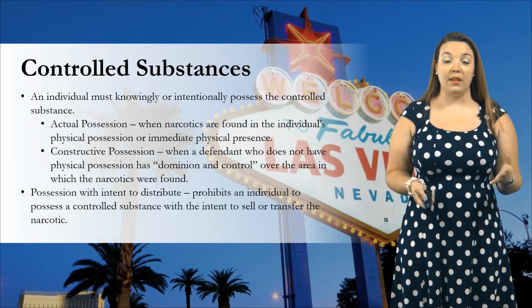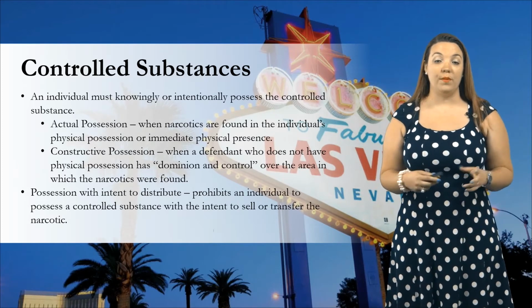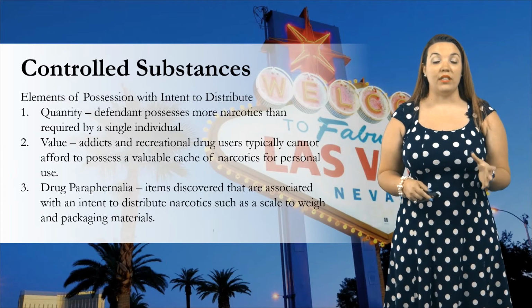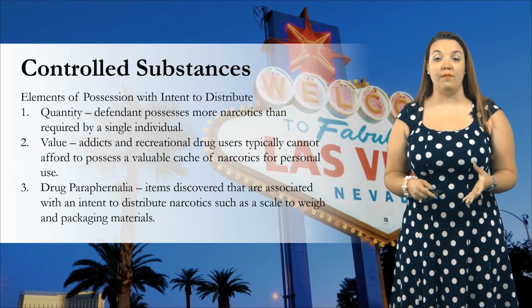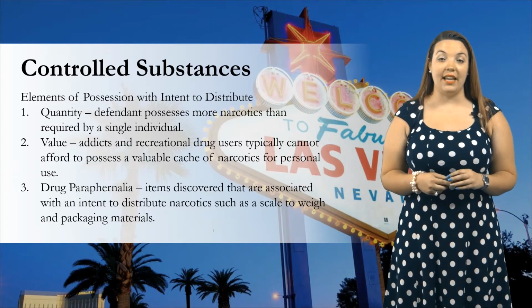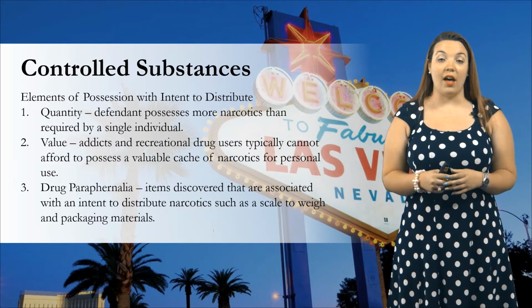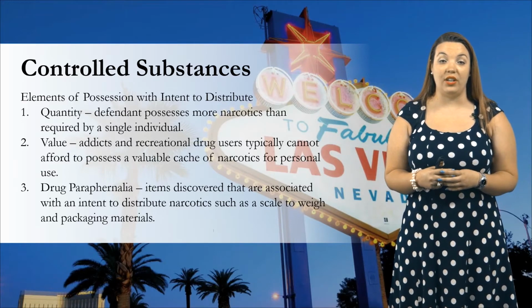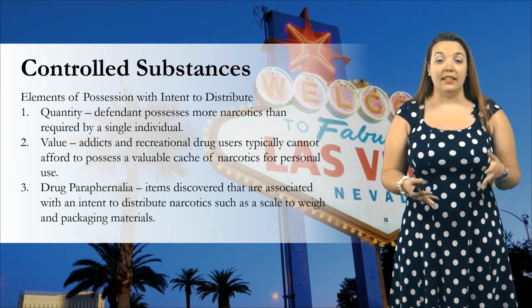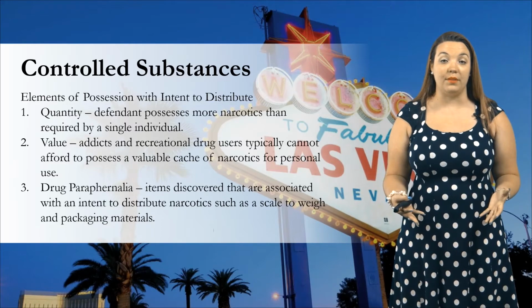And of course, you could be in possession of the narcotic and you're intending to sell or distribute that narcotic in question. So when we talk about possession with intent to distribute, we have to look at a few things. First, possession with intent to distribute is normally classified by the large amount of narcotics that are found in the individual's possession. This is not a personal use amount of the narcotic. Instead, this is more than one person can possibly use by themselves.